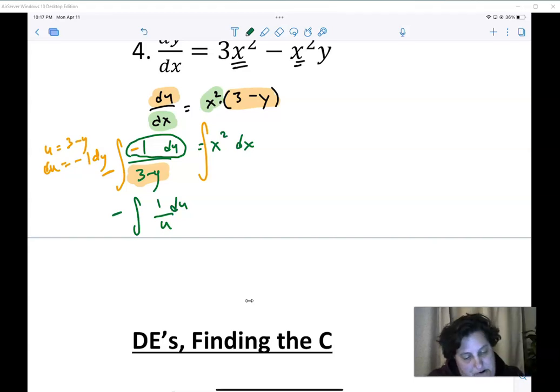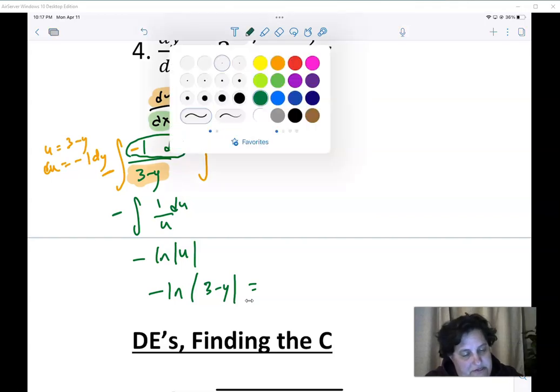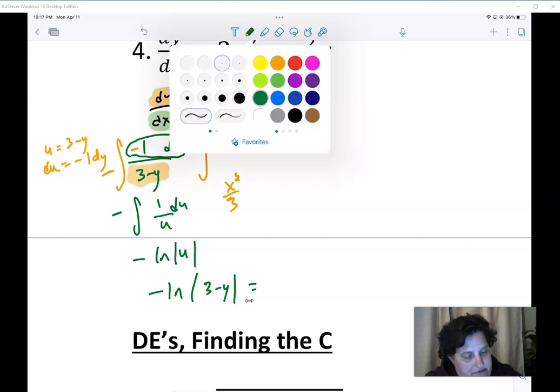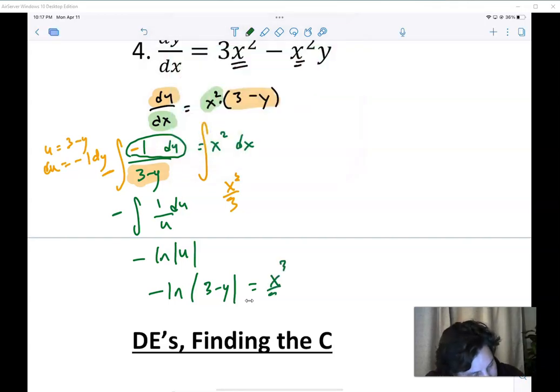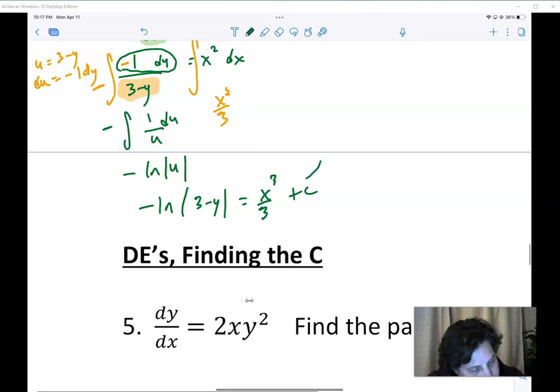Okay. Now when I integrate this, I can get negative ln of u, which is negative ln of 3 minus y. Okay, now my other side is super easy. It's just, x squared is x to the third over 3. That one was a lot easier. So that's x to the third over 3 plus a constant. Let's take this apart one thing at a time. I'll go ahead and divide everything by a negative.